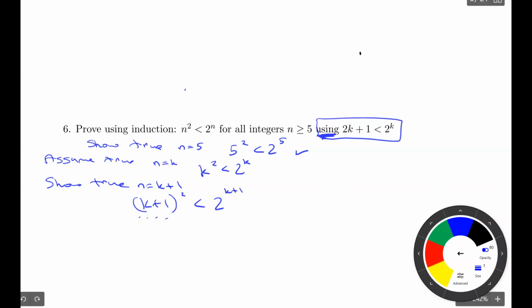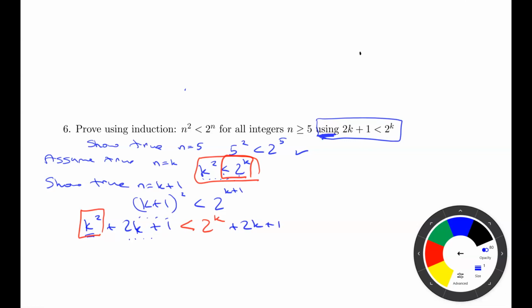Okay, let's multiply this side out because, again, I want to be able to use this inductive step in some way. So there's a k squared inside there, right? So k squared plus 2k plus 1 on the left-hand side. All right, so let's use my inductive step. So this can be taken out, and I can replace it with less than 2 to the k, right? Take out k squared and replace it with less than 2 to the k. So less than 2 to the k, and then I carry the other parts along.